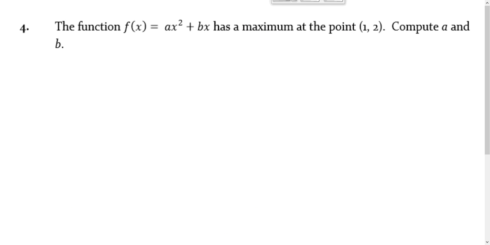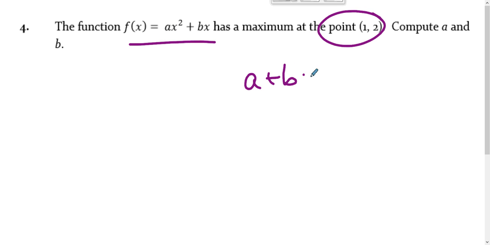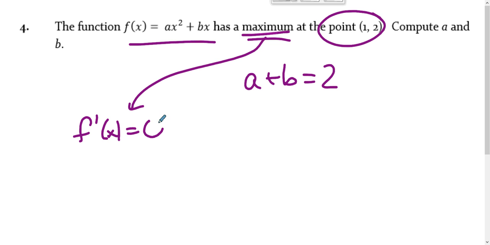Question 4 asks us to find an A and a B. So we know that this point is on that curve, so we can substitute 1 for x, and that's the y value that comes out. But we know that it's got a maximum at that point. Well, at a maximum, the derivative is 0, if there is a derivative at all. And so what's the derivative here? The derivative is 2ax plus b. And what's the x value?